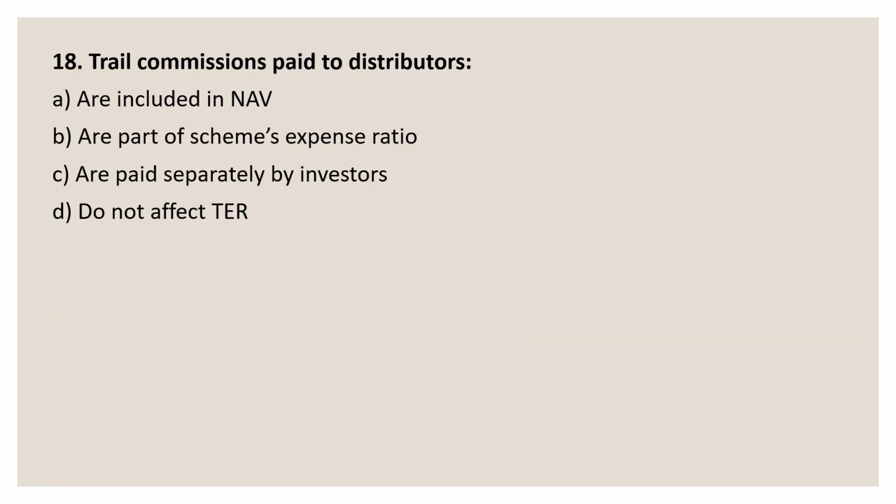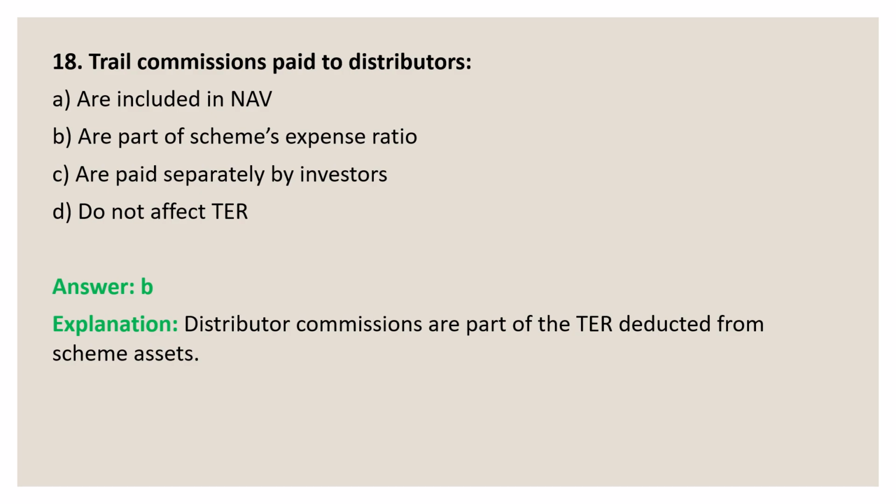Next question. Trail commissions paid to distributors option A are included in NAV, option B are part of scheme's expense ratio, option C are paid separately by investors, and option D do not affect TER. Correct answer is option B. Distributor commissions are part of the TER deducted from the scheme's assets.